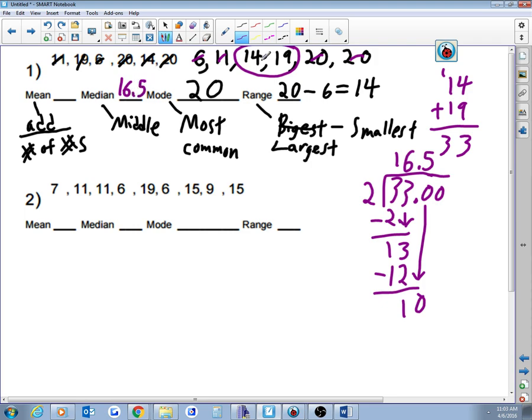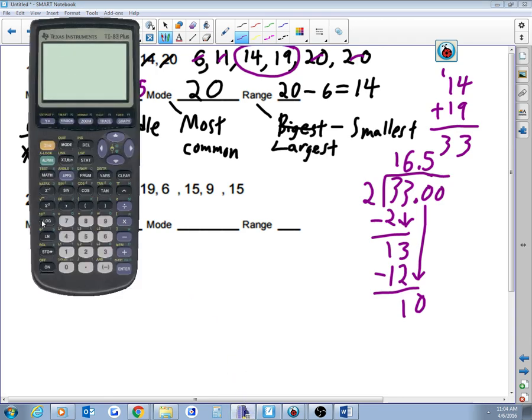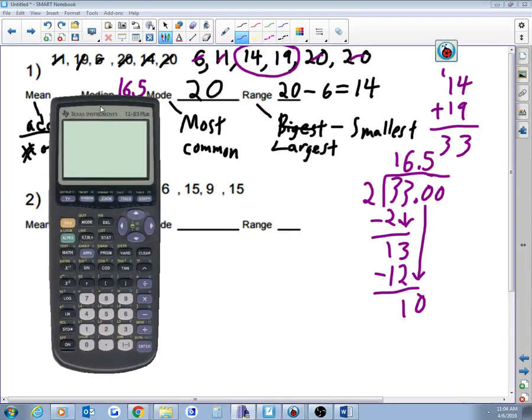That's 1.5 away from 14. It's 1.5 away from 19. So it's right in the middle there. Now for our mean, I'm going to use a calculator to speed this up. So we're going to add all these numbers up and then divide by the number of numbers.